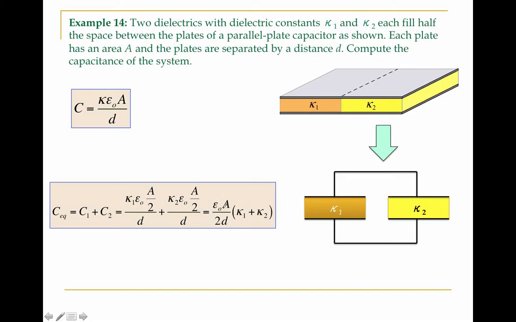If I pull the common factor from both of these terms and the 2 goes here, then I have epsilon A times kappa 1 plus kappa 2, divided by 2d, and that's the equivalent capacitance for the combination.